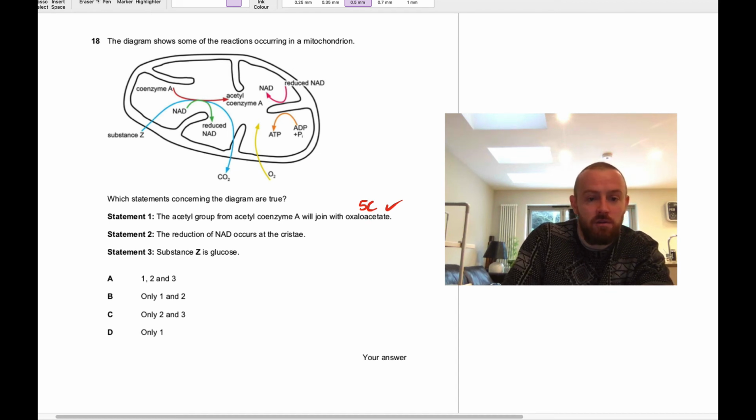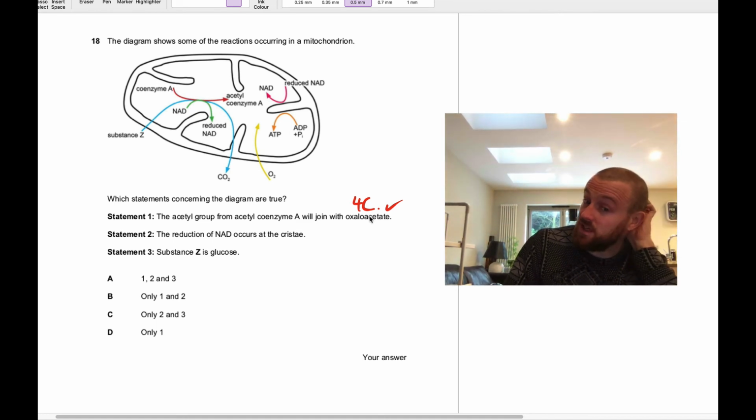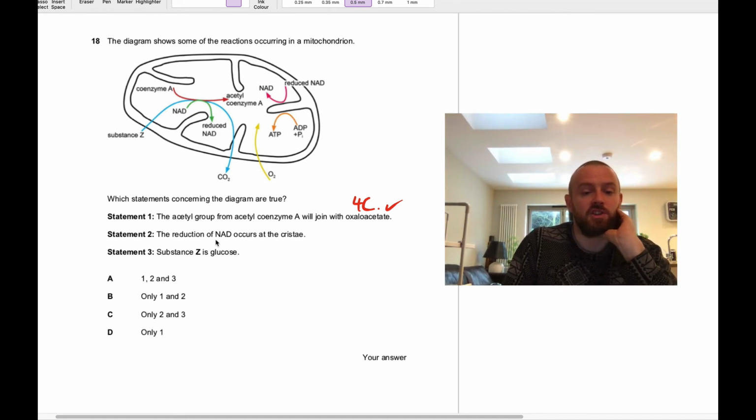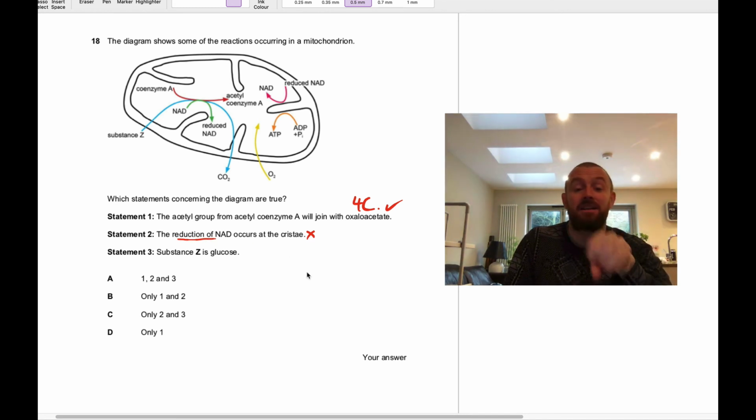Sorry, I just realised I wrote 5 carbon there. It's 4 carbon, silly. 4 carbon is oxaloacetate, plus the 2 carbon gives us citrate, which is 6 carbon. The reduction of NAD occurs at the cristae. Sounds true, unless you think about it for a second. It's false because it's the oxidation of NAD that occurs at the cristae.